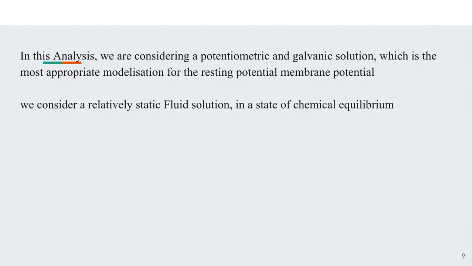In this analysis, just like I said, we are considering potentiometric and galvanic solution, which is the most appropriate modelization for the resting membrane potential of the brain. We consider a relatively static solution in a state of chemical equilibrium.